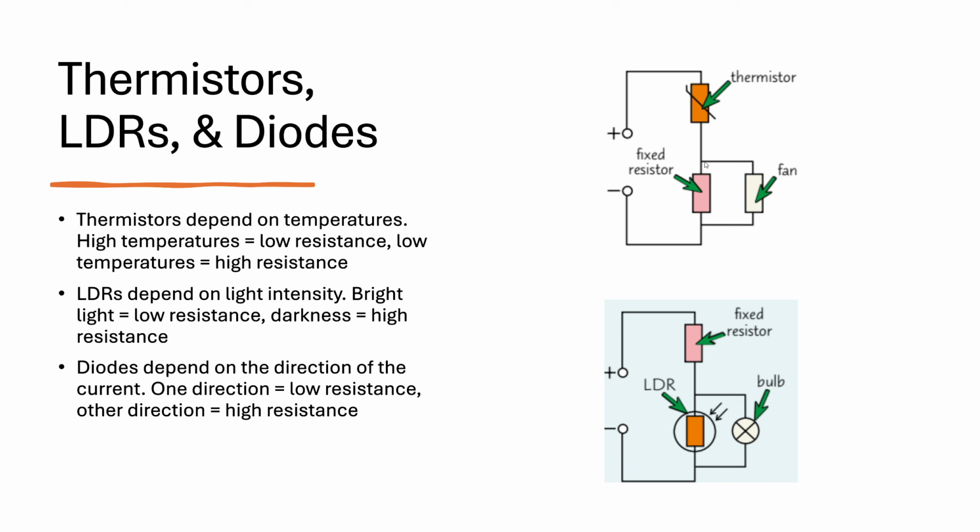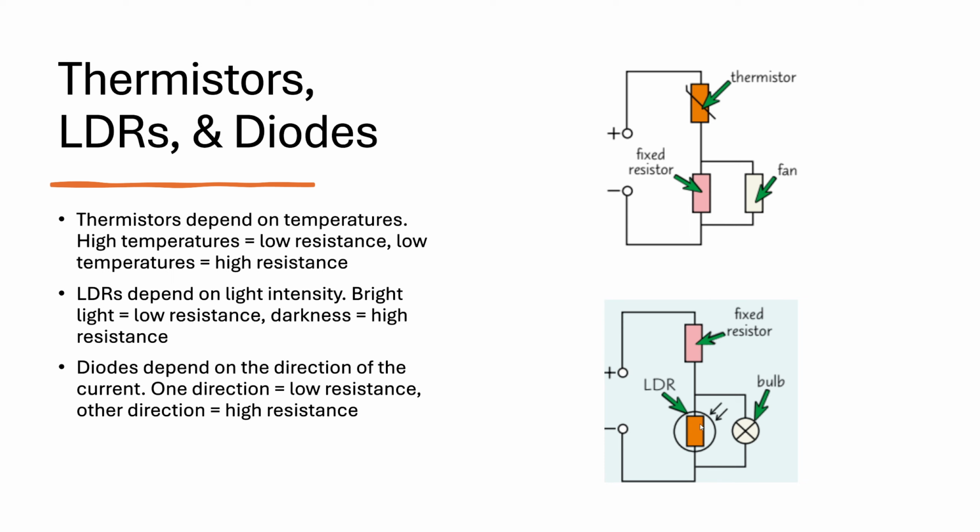Now, I'm just going to show this as an example. Here we've got a thermistor, and here we've got a fan. If we were in a really hot room, the fan is going to start working. The reason for that is the thermistor's resistance goes down at a higher temperature. That means more current is going to pass through, so the fan has more current passing through it, and more energy is transferred. The room will then become colder. That's basically how that works.